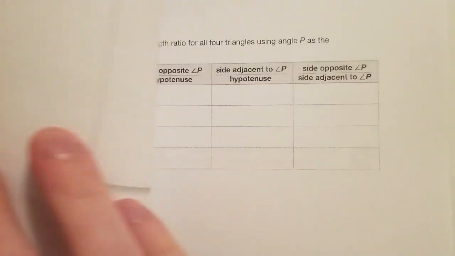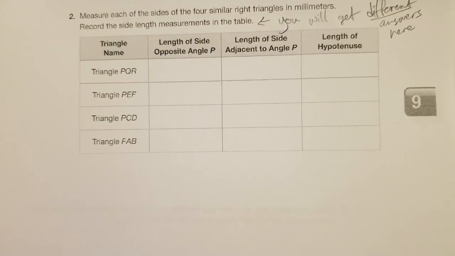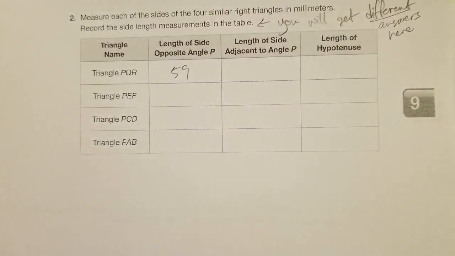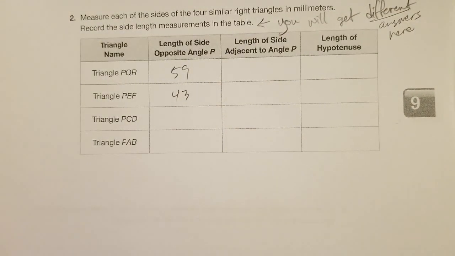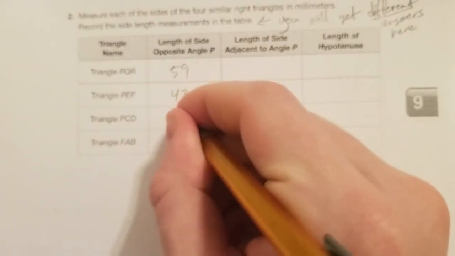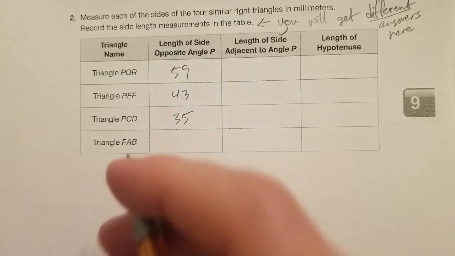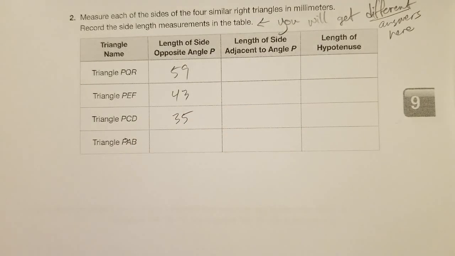Okay, so now I'm going to start filling in the table. I want the length of the side opposite angle P in the big triangle, PQR. That one was 59 for me. PEF, that's the next biggest one. That one was 43. PCD, that's the next biggest one. That was 35. And then the smallest one, it looks like it's F, but it's actually cut off. That's PAB. That is 19. And those are the sides opposite.